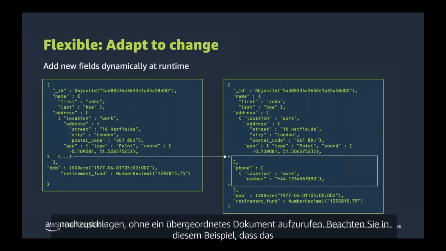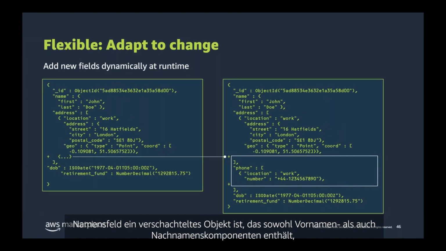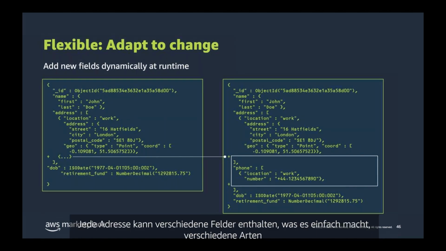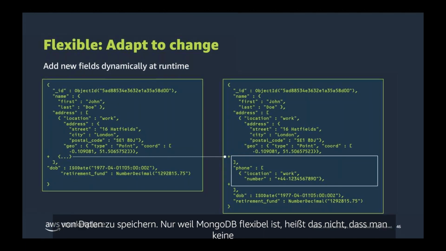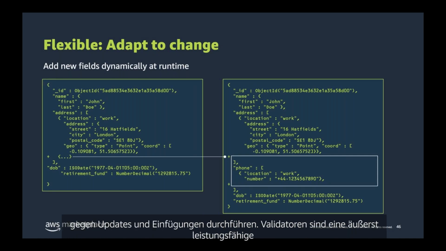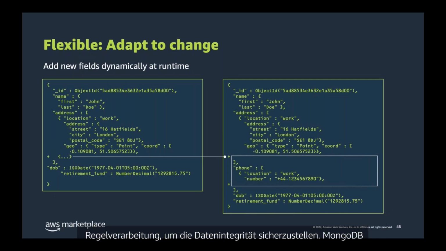Note in this example that the name field is a nested object containing both given and family name components, and that the address field stores an array containing multiple addresses. Each address can have different fields in it, which makes it easy to store different types of data. And just because MongoDB is flexible doesn't mean you can't have guardrails. So schema and data can be checked via validators that perform schema validations against updates and insertions. Validators are extremely powerful rule processing to ensure data integrity.